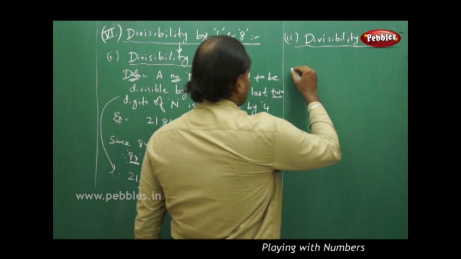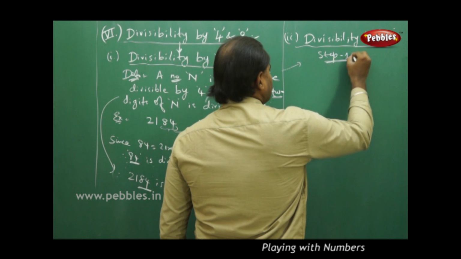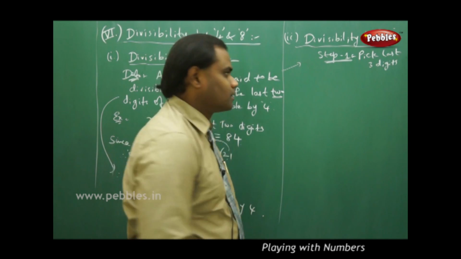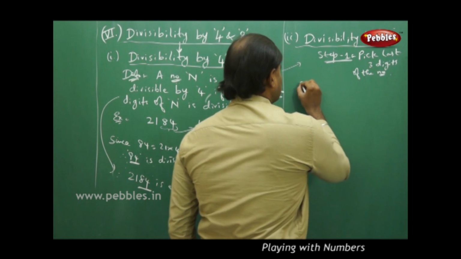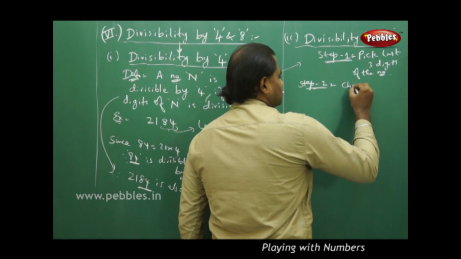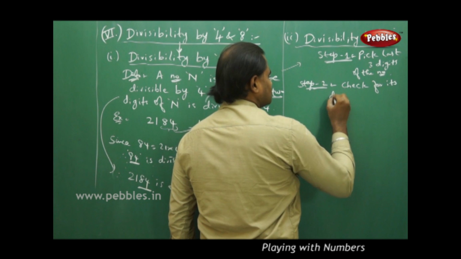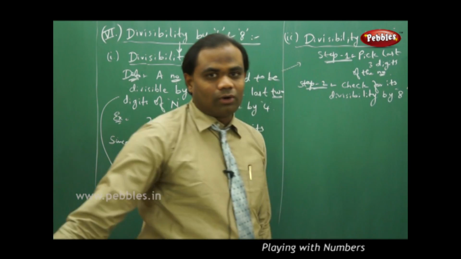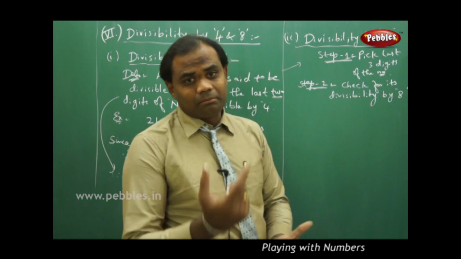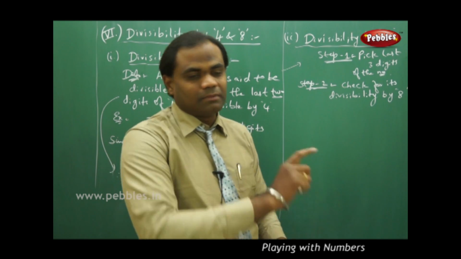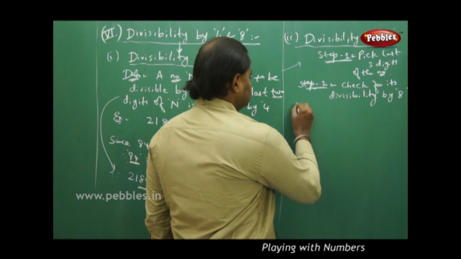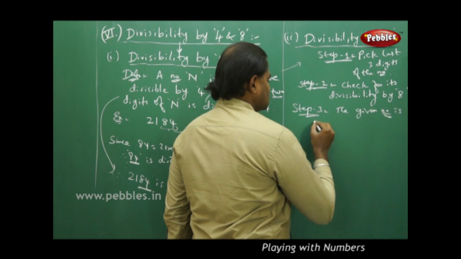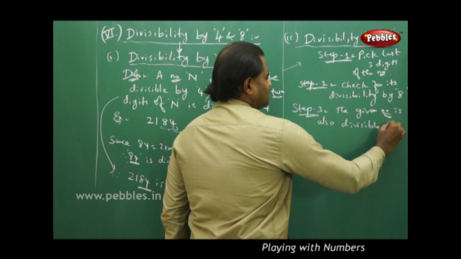So the definition is similar, but step 1, I pick the last three digits of the number. Then my step 2, check for its divisibility by 8. So I just check whether the picked last 3-digit number is divisible by 8 or not, using the division process as I have used here. Then step 3, the given number is also divisible by 8.